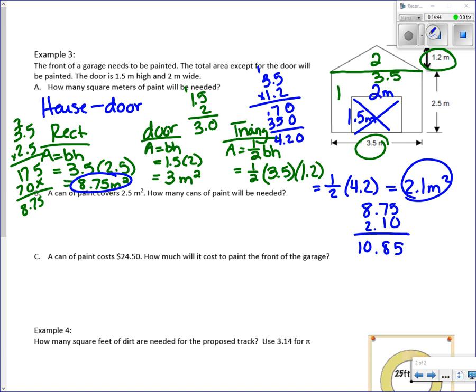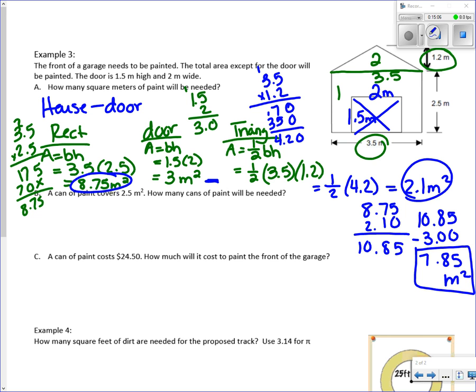And then I have to subtract my door here, the 3. So 10.85 minus a whole 3. Be careful where you put your 3. Do not stick it under the 5. So that means my answer is 7.85 meters squared. That is how much is going to be painted on the house.